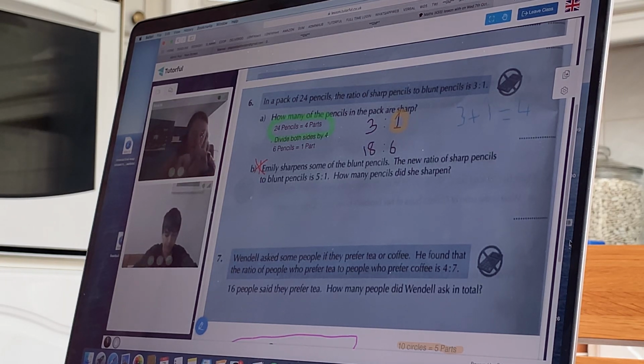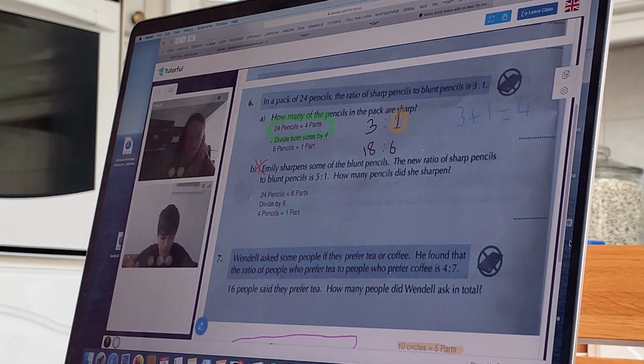Wait, there are 4 blunt pencils now. Yeah, there are 4 blunt pencils now, so then there must be 20 pencils that are sharp now, and 4 blunt. So two pencils got sharpened. Oh wait, no, yeah, 20 pencils. Yeah, brilliant. 4 times 5. So 2 got sharpened. So the answer will be 2. Yeah, excellent.